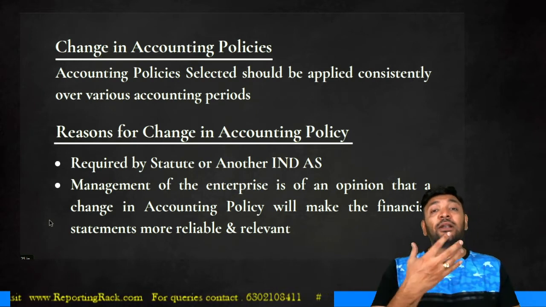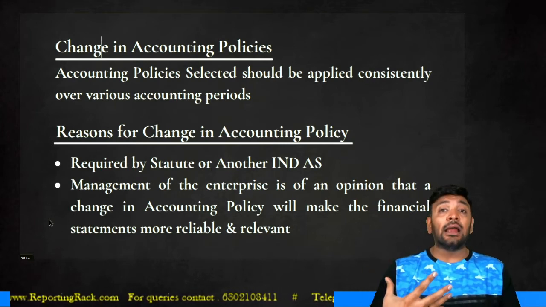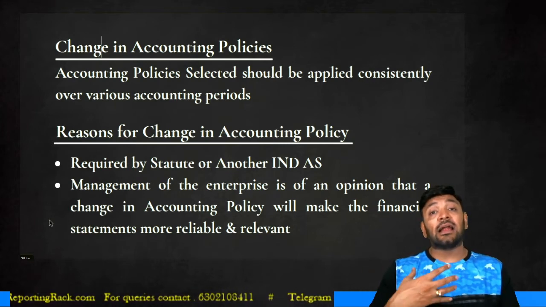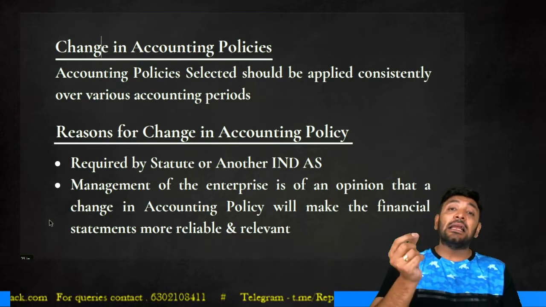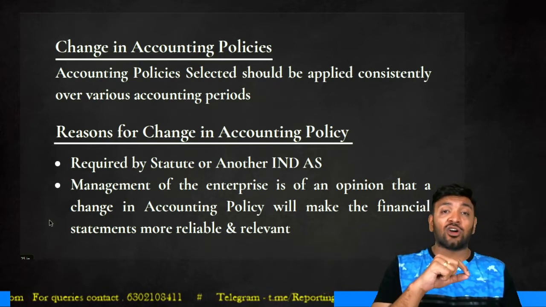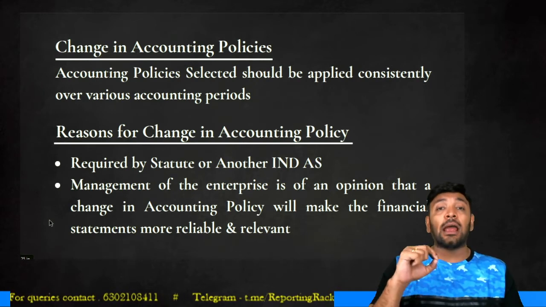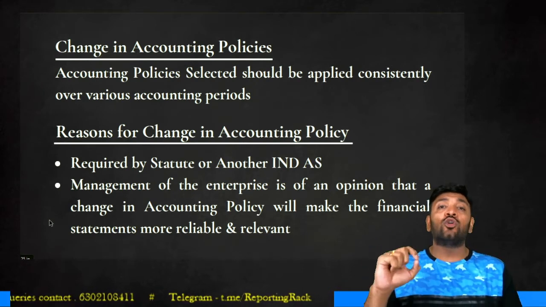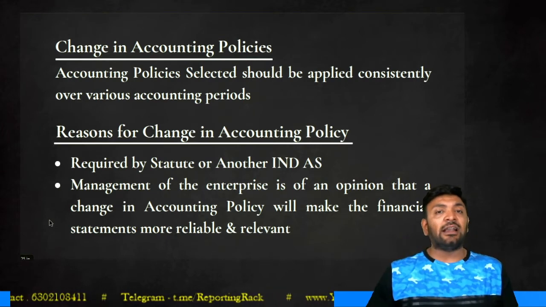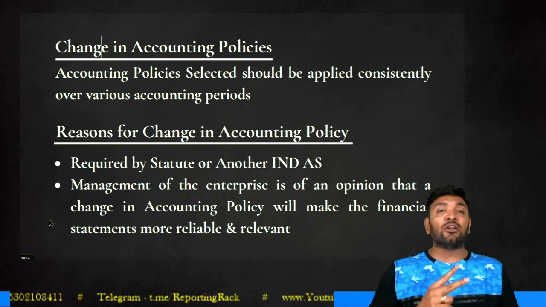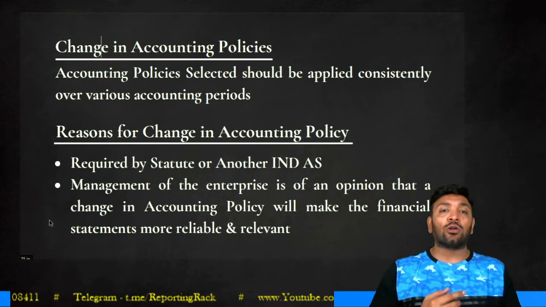So my petroleum and diesel prices started growing, and they became so bad that today they are almost touching 90 to 100 rupees. So what happened? Instead of adopting a weighted average cost, I felt it was more appropriate for today's day to adopt a FIFO basis for valuation of inventory. So there is a change in the value of inventory. There's a change in the accounting policy.